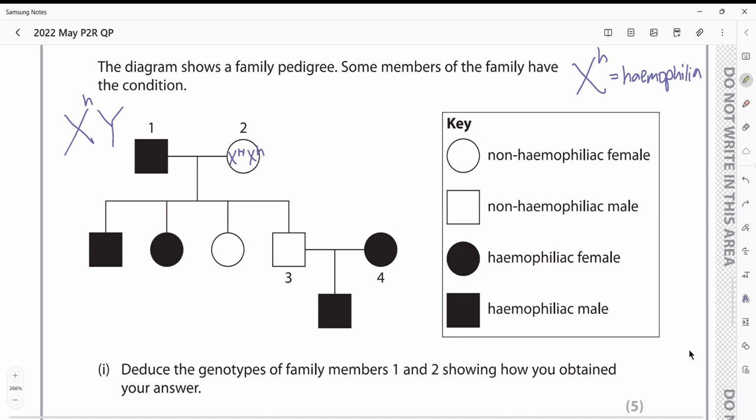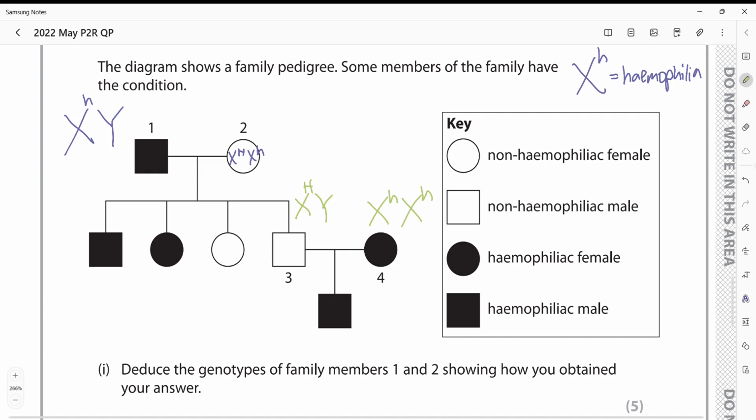I'm going to deduce what the genotype is. Let's start off with the mother. The mother has 2 X chromosomes, and because she is a hemophiliac, she must carry both of the recessive alleles. The father has the XY chromosome, and because he is not a hemophiliac, he must carry the dominant allele on the X chromosome.